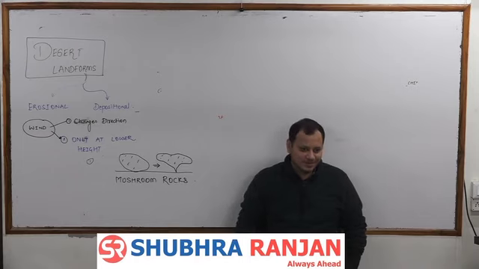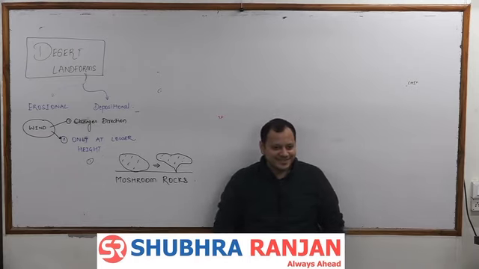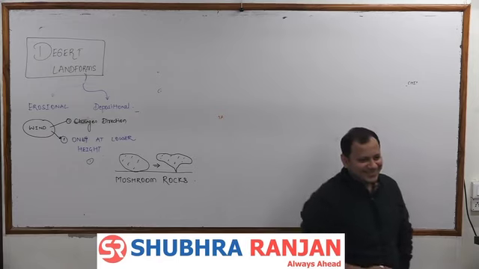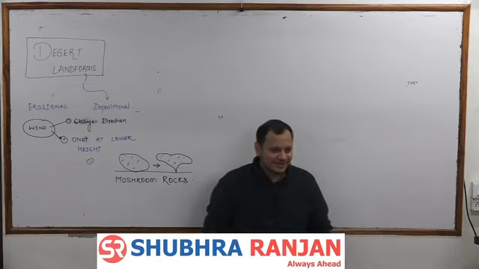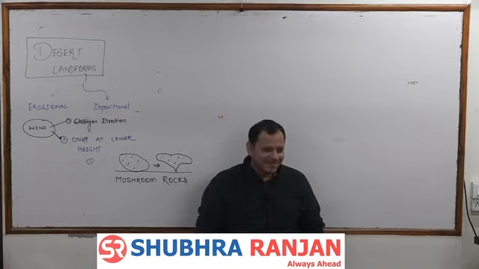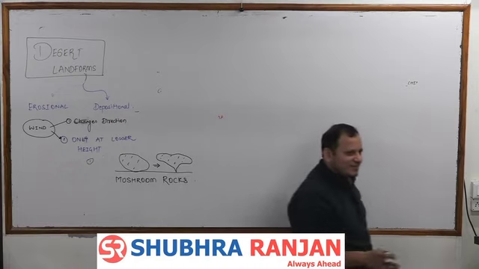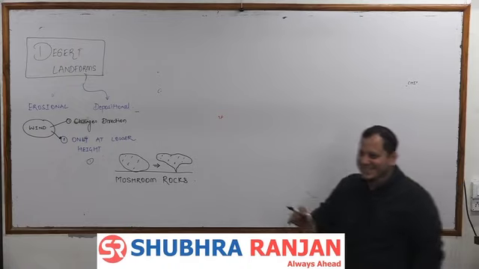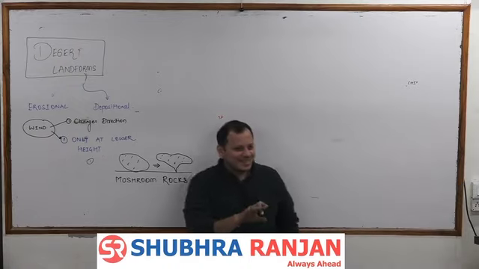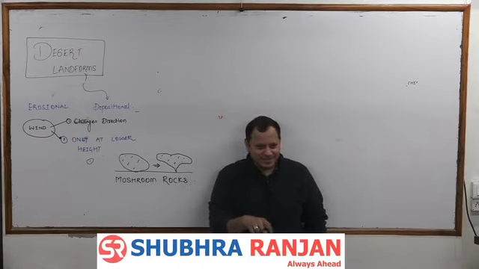180 centimeters, not meters. 180 centimeters is 6 feet. I am not going to teach CSAT. So 180 centimeters is 6 feet.